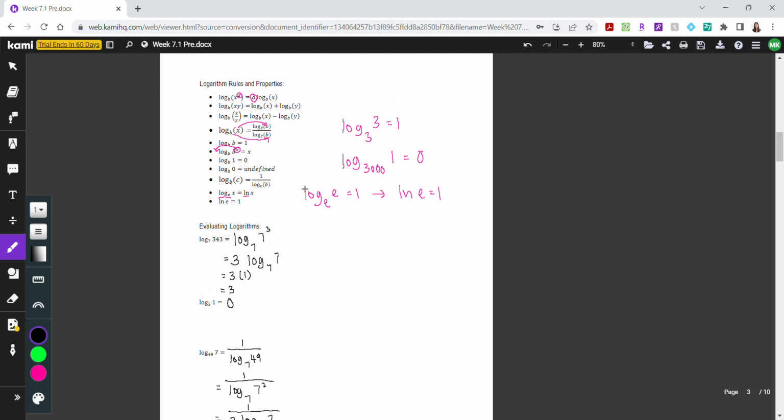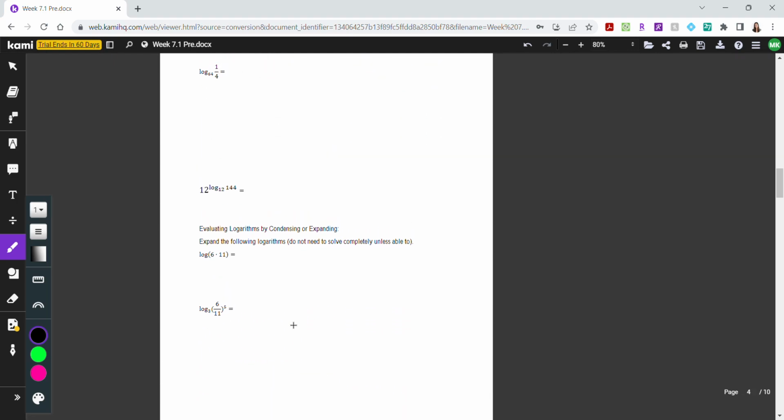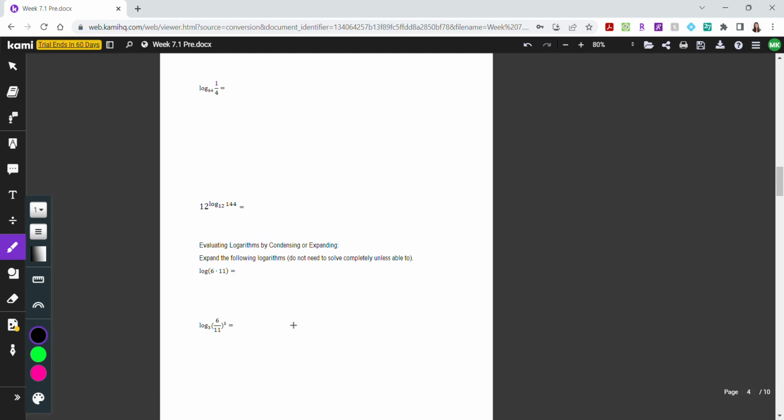So for this case, I am going to change the base, not by flipping it, but by using this rule. All right. So when I do that, I know that 1 over 4 and 64, they're both related to the base 4. So I'm going to put everything to the base of 4. So I'm going to get log base 4, 1 over 4, divided by log base 4, 64.